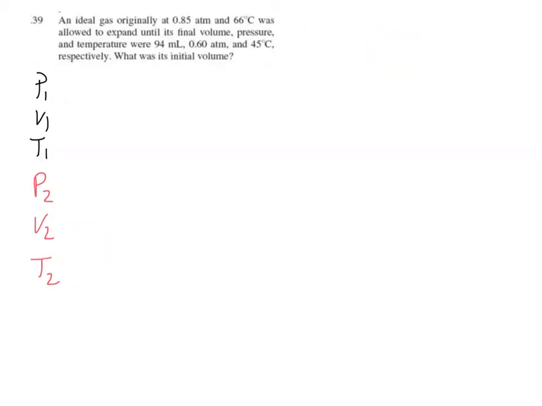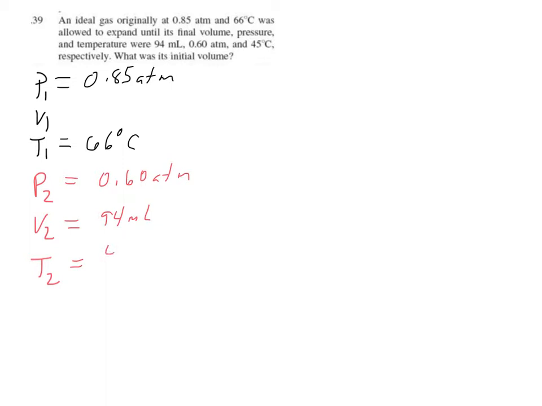Alright, here we have another combined gas law problem. And it says an ideal gas originally at 0.85 atmospheres, so that's my P1, 0.85 atmospheres, and 66 degrees C, so I'm going to put that in there, 66 degrees C, was allowed to expand until its final volume, pressure, and temperature were 94 milliliters, 0.60 atmospheres, and 45 degrees C. Now what we're looking for in this one is actually what was the initial volume.